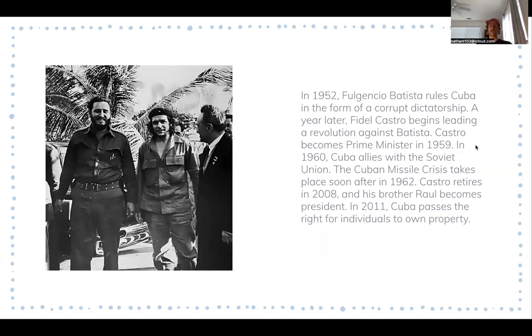Then in 1960, Cuba allies with the Soviet Union. The Cuban Missile Crisis takes place soon after that in 1962. And then in 2008, Castro retires and passes on the presidency to his brother Raul. In 2011, Cuba passes the right for individuals to own property.